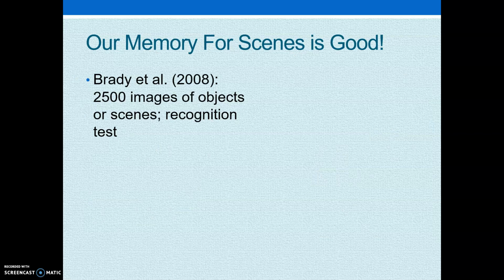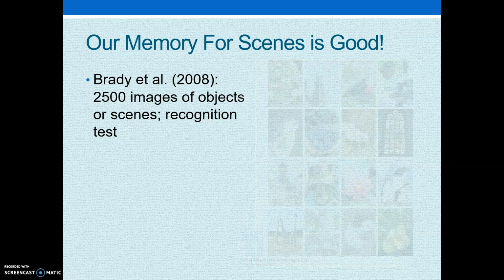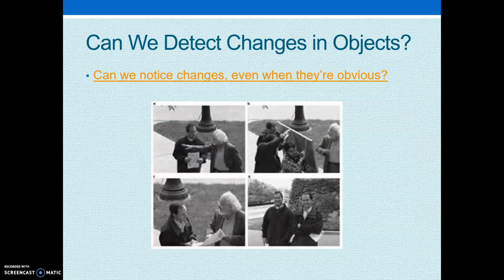Brady and colleagues back in 2008 actually presented people with 2,500 different images of objects or scenes like these, and then gave them a recognition test. Which ones did you see? So it turns out people are pretty good at this. What we're not good at is detecting changes in objects.